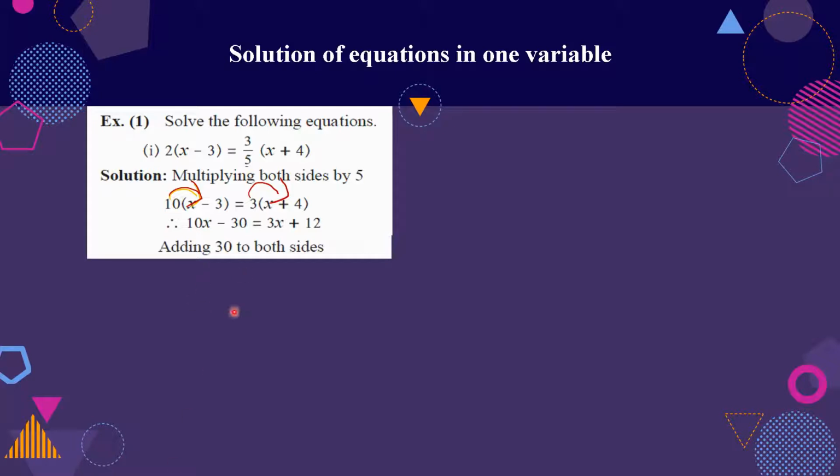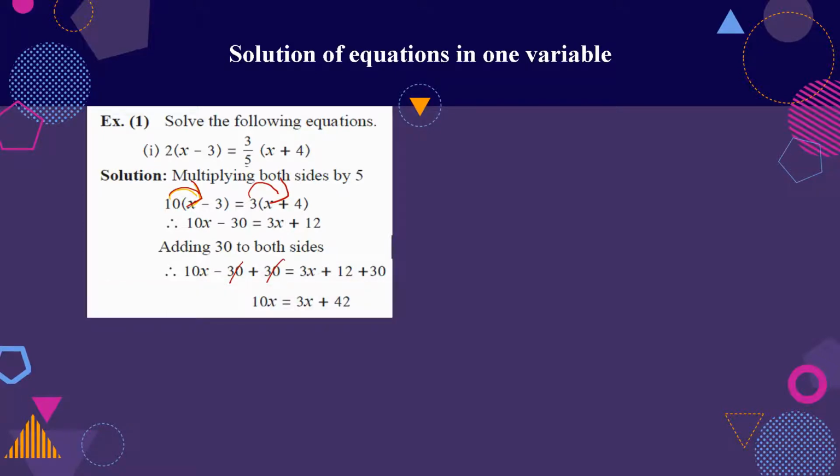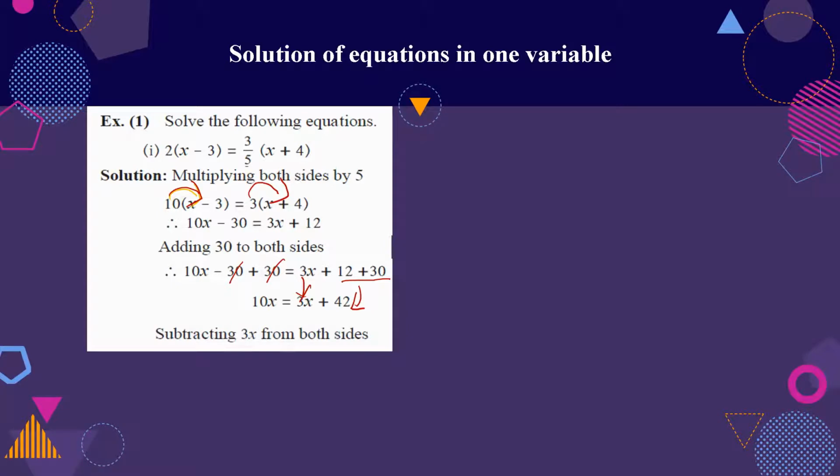So after adding 30 on both sides, we get 10x minus 30 plus 30 equal to 3x plus 12 plus 30. On your left hand side, minus 30 and plus 30 will get cancelled, and you'll be left with 10x on your left hand side. And on your right hand side, 12 plus 30 will give you 42, and we'll keep this 3x as it is. So you have 10x is equal to 3x plus 42.